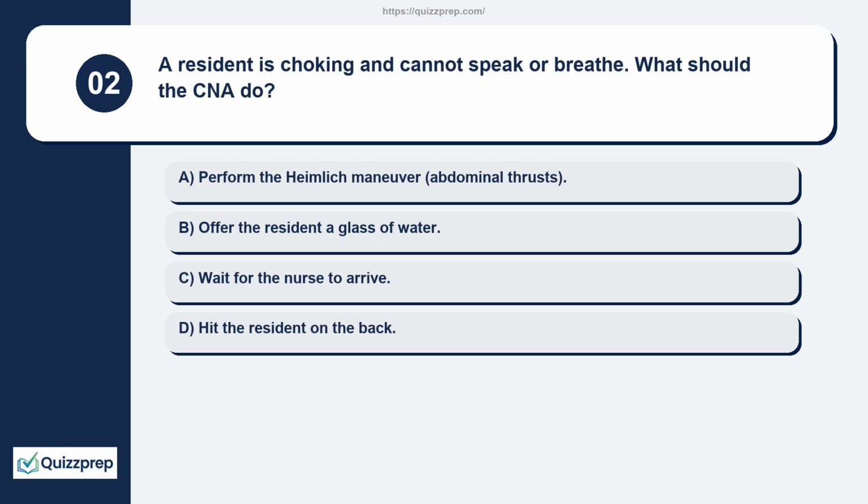Question 2. A resident is choking and cannot speak or breathe. What should the CNA do? Perform the Heimlich maneuver, abdominal thrusts. Offer the resident a glass of water. Wait for the nurse to arrive. Hit the resident on the back.